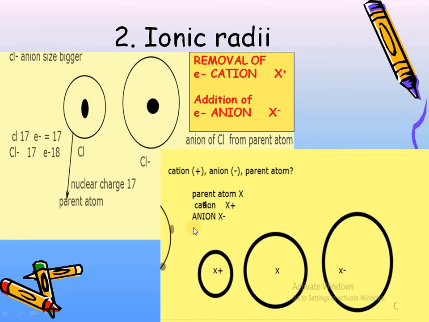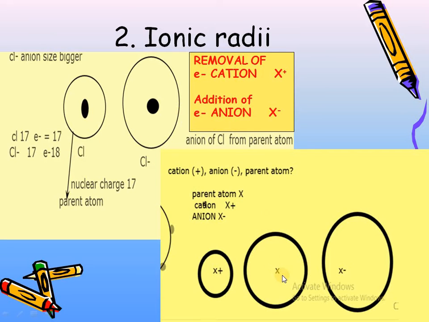So this is the scenario of a parent atom X, and we discussed in the last lecture that a simple atom has a smaller size in comparison to its anion. Ionic radii, we know that a parent atom has a smaller size in comparison to its anion, as the addition of one electron takes place to the parent atom and the attraction of the nucleus with the electrons will not be as much as it is in the parent atom, so the size increases.